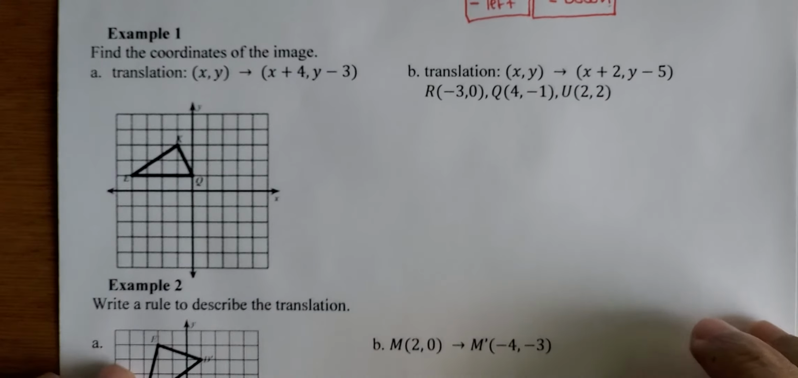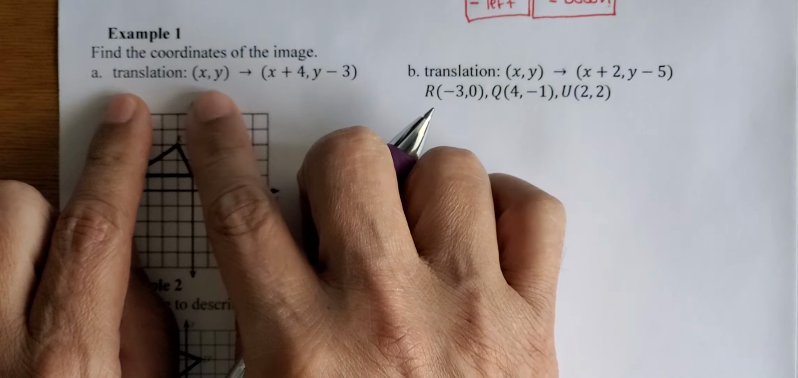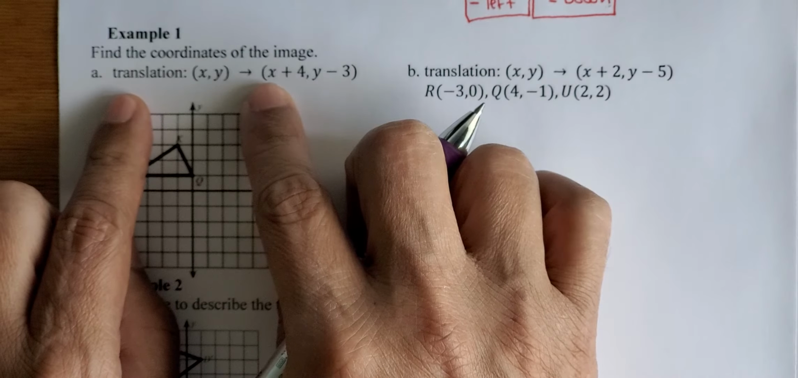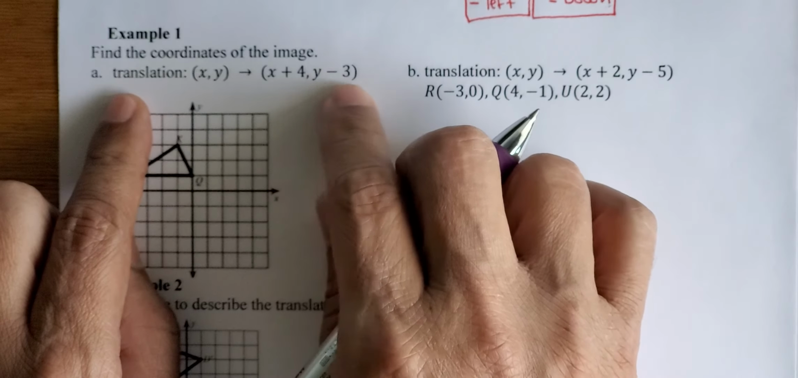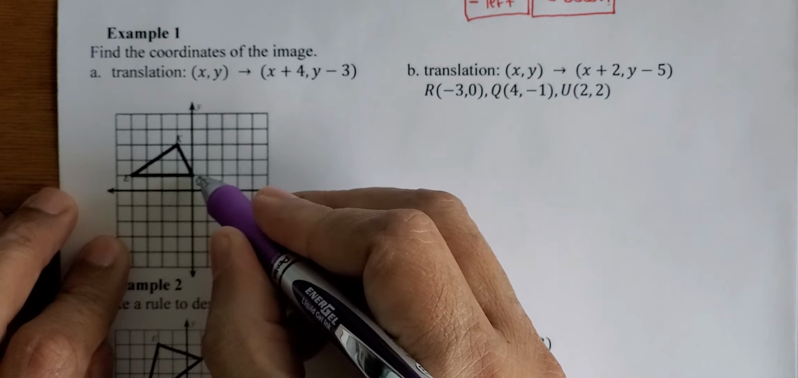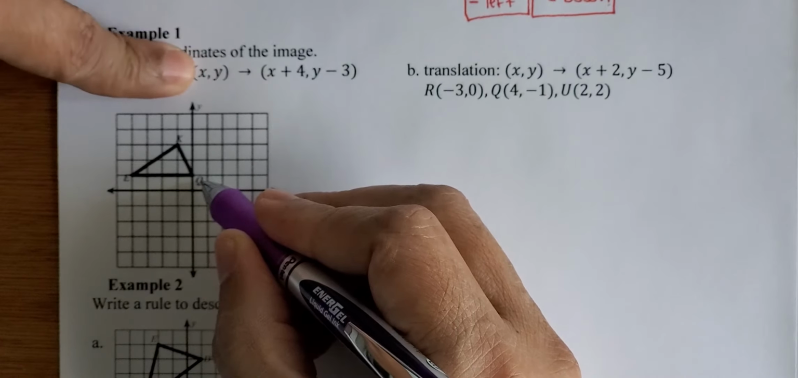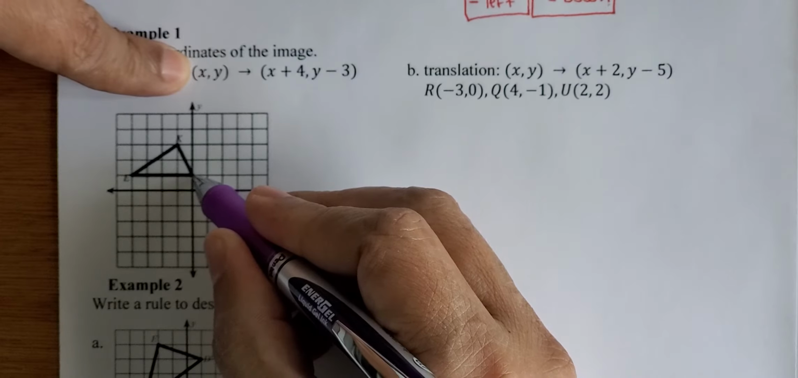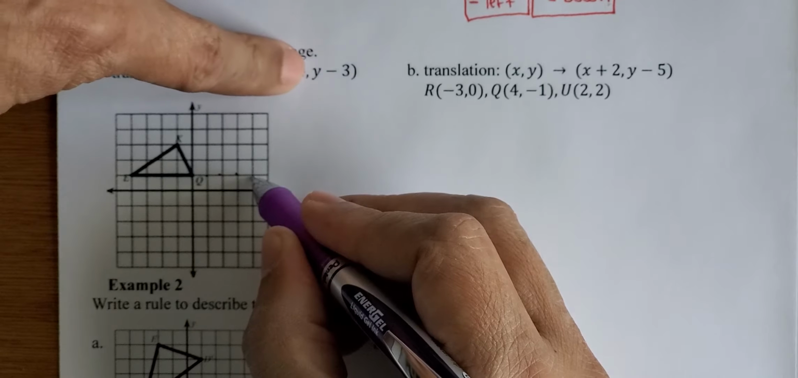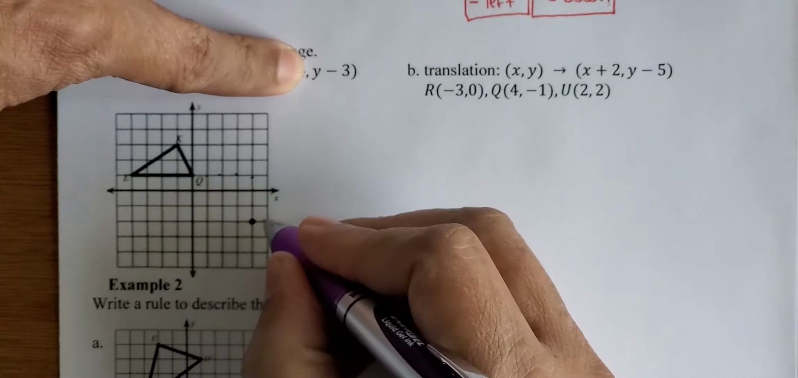Let's look at example number 1. So let's do part A. Arrow notation is telling us to take the x and y coordinates, and the x's are going to go to the right 4 units, and the y's are going to go down 3. So all we have to do is start with this point here. Let's say point Q. So point Q, this one is going to go to the right 4: 1, 2, 3, 4, and then down 3: 1, 2, and 3. So this is now point Q.